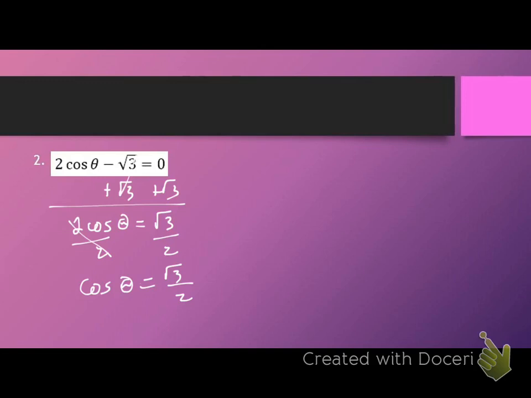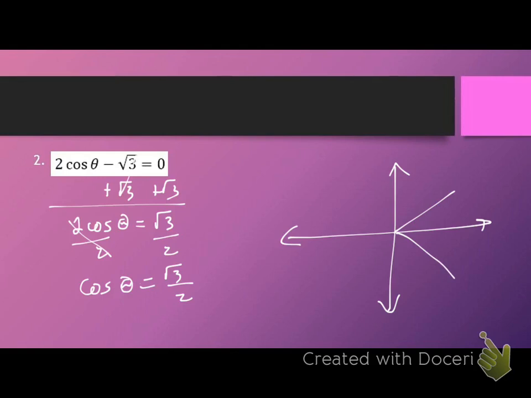So now I want cosine of some angle to be radical 3 over 2. Where does that happen? Well, first of all, cosine is positive. So where is cosine positive? Well, cosine is positive here and here.